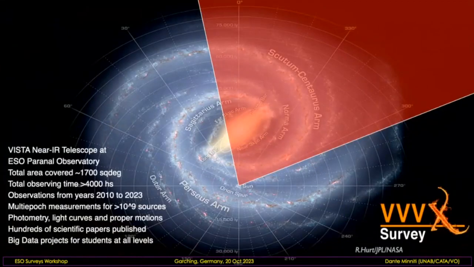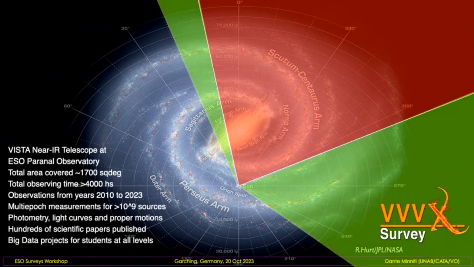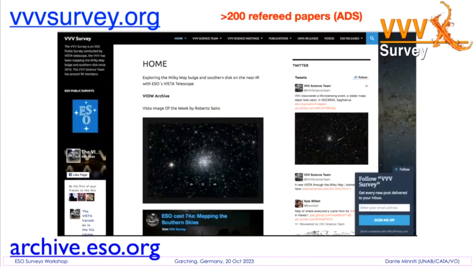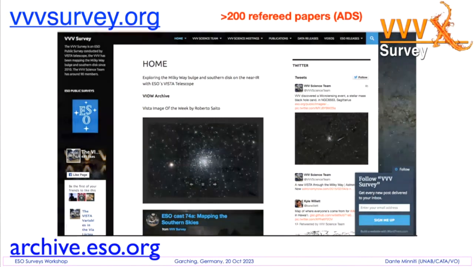And we have been exploring the Milky Way for several years, first doing an initial survey and now the big survey. So we put everything together into the VVVx survey. Our data are public, of course. This is an ESO public survey, and you can find some additional information in our webpage.